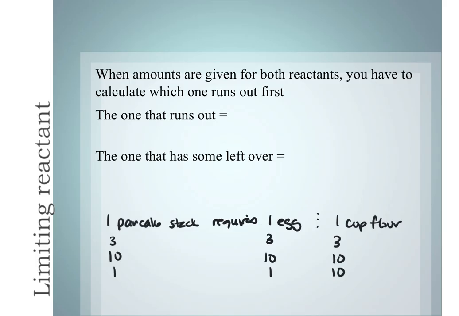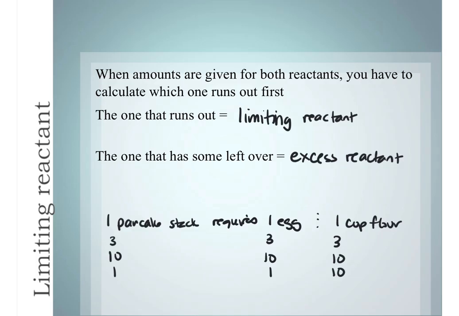So the reactant, which is on the left side of a balanced equation, the one that runs out first is called the limiting reactant. And the one that's left over at the end of the reaction is called the excess reactant. Okay. Good. So now let's go ahead and apply this to some calculation with stoichiometry.